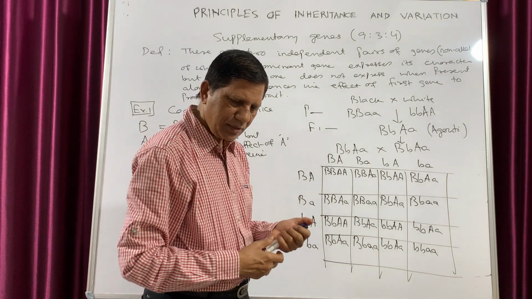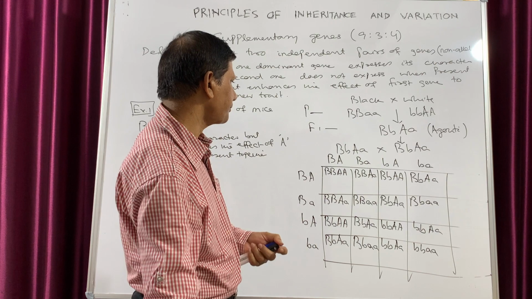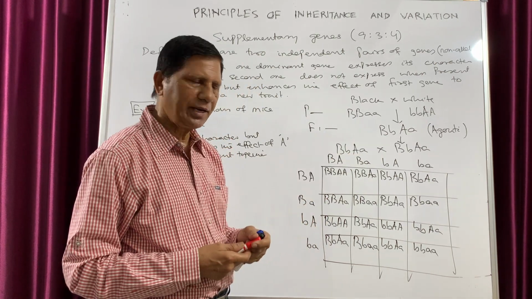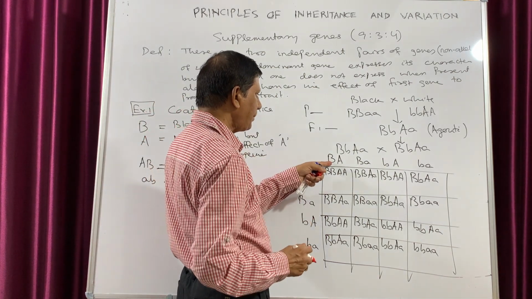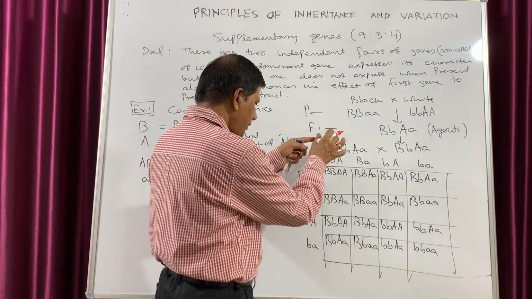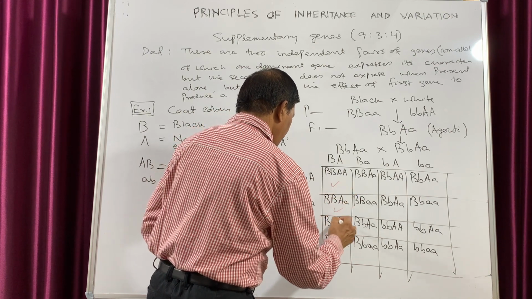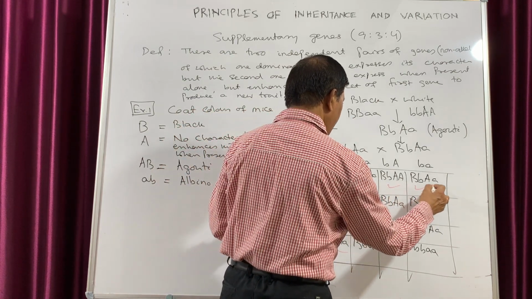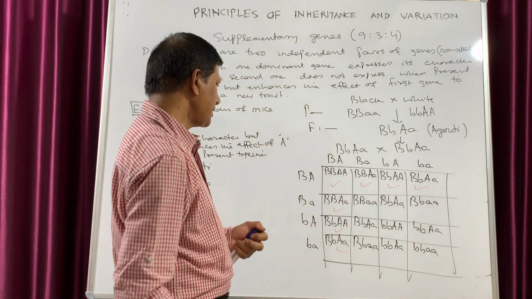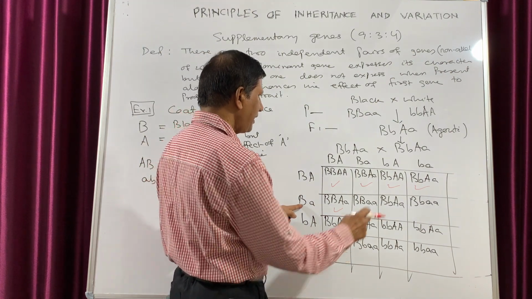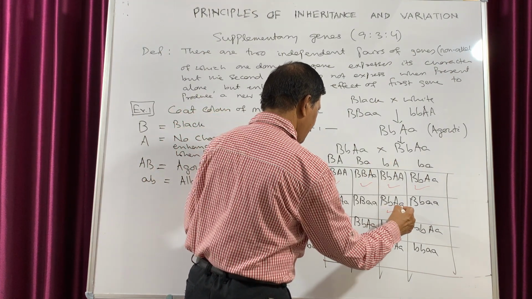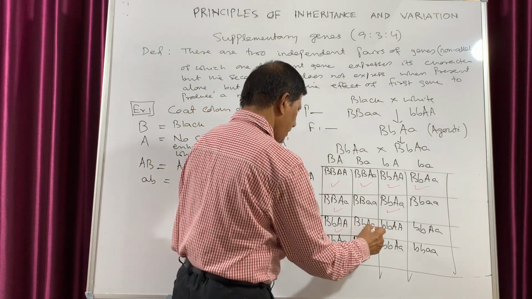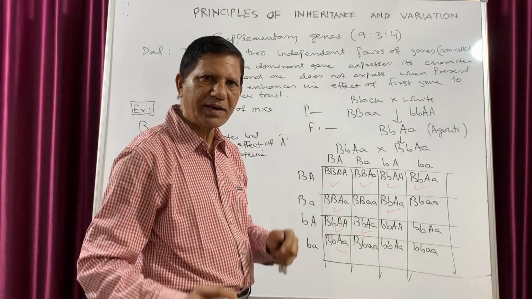So in this case, what is happening, you see. Now in this case, both the dominant genes are present in how many cases, see. Here capital B and capital A are present, that means in all these four, and here capital B is there, that means in this row also all. Similarly, here capital B is there, here capital A is there, this one, and here capital A is there, here capital B is there, this one. So now you count through how many tick marks are there.